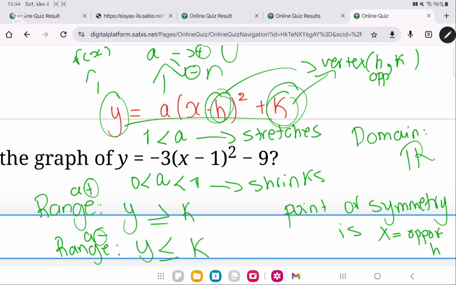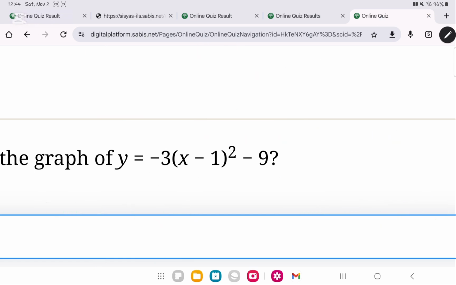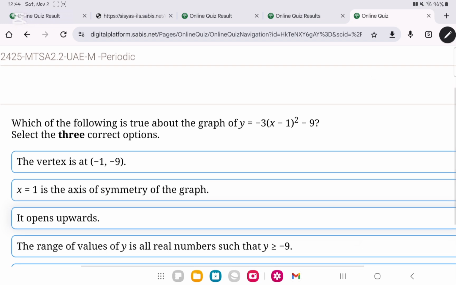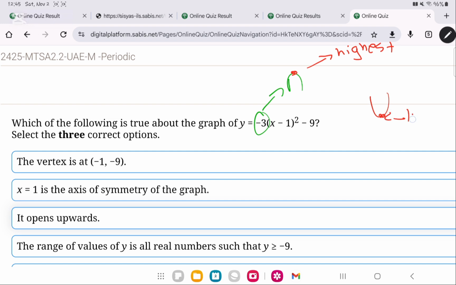So now we have the rules of the basic function of the parabolic function. They want us to find 3 correct options. First thing we notice by looking at it is that a is negative, so it opens downwards. If it opens downwards, also I forgot to mention, then the vertex is the highest point. If it opens upwards like this, then the vertex is the lowest point. But here we have it open downwards since it is negative, so the vertex is at the highest point.